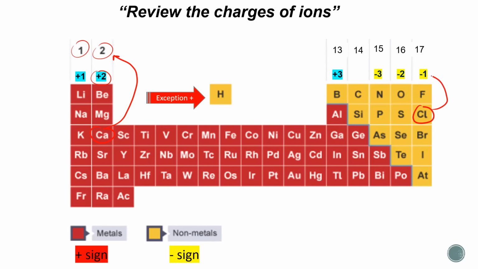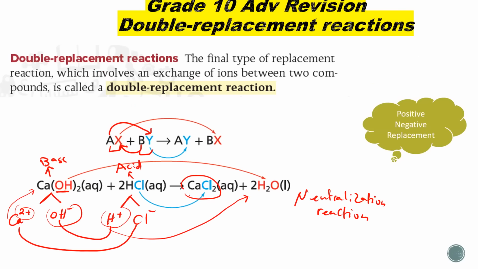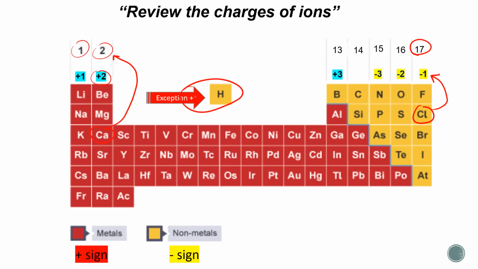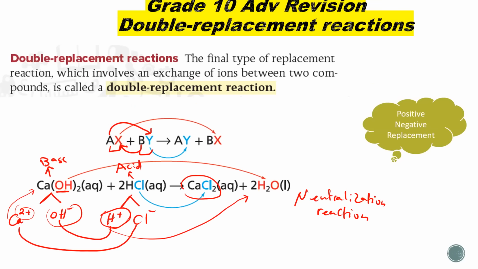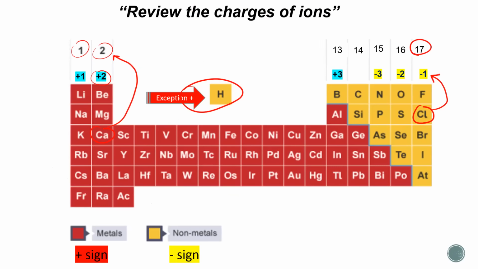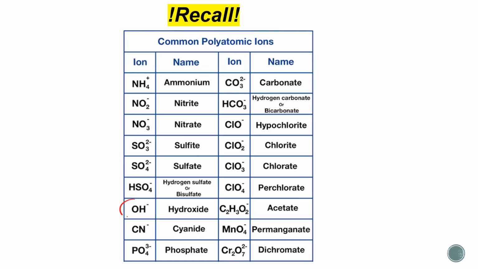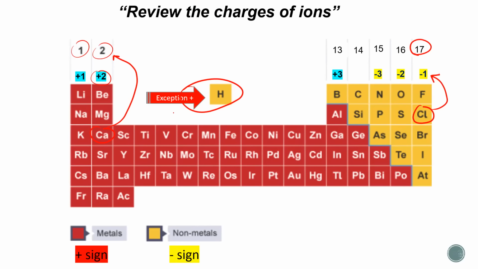Cl charge is minus 1 because it's in group 17. That's why I added minus 1. H is always plus 1, because we know it's plus. Okay? As you can see here, it's always plus. And OH minus is actually a polyatomic ion. It's a polyatomic ion. So you need to revise these things, guys.